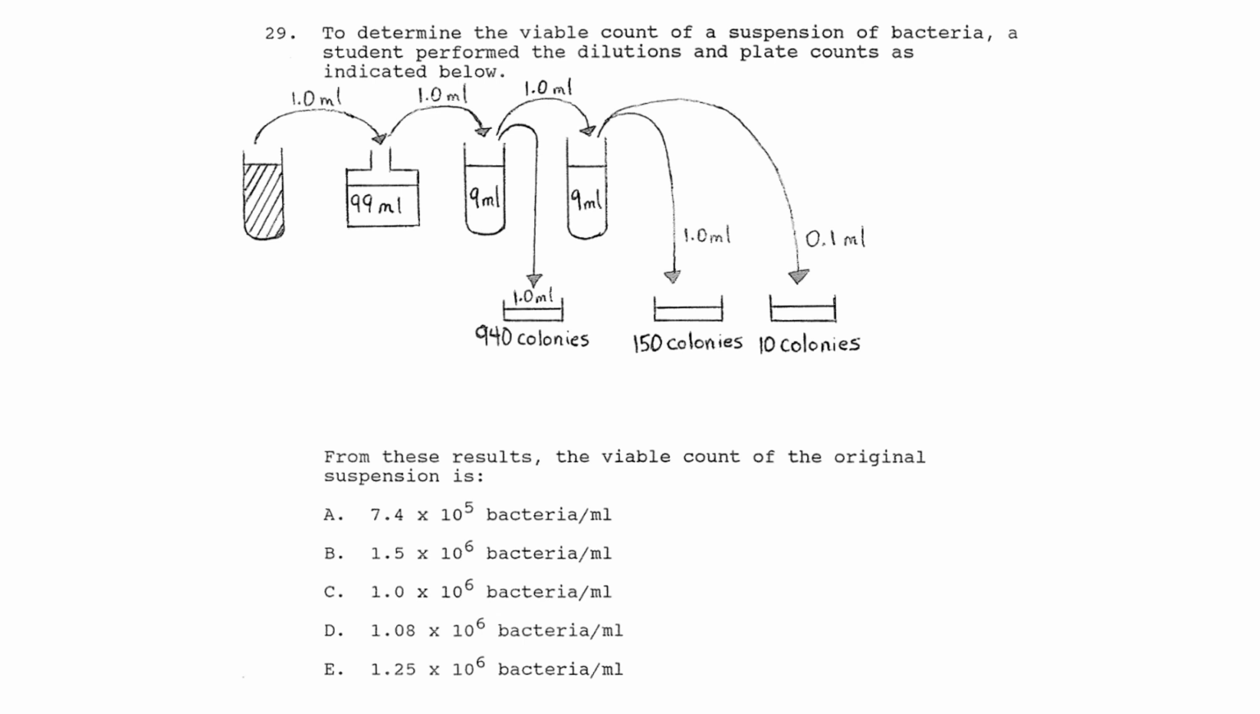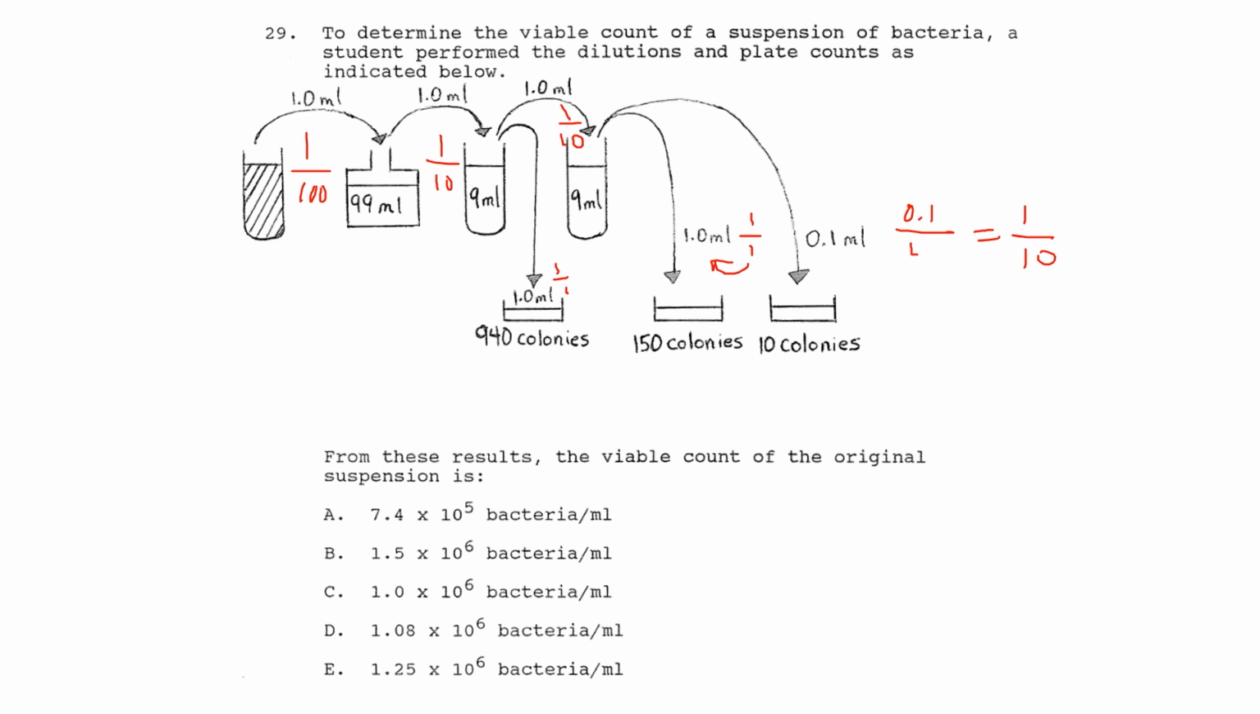So I believe this is the last problem. Yeah, okay, perfect. Very simple, right? Just calculate your dilutions. This is 1 in 100, this is 1 in 10, this one's 1 in 10, this one is just 1 in 1, 1 in 1 here, and then remember 0.1 over 1 is just 1 over 10.